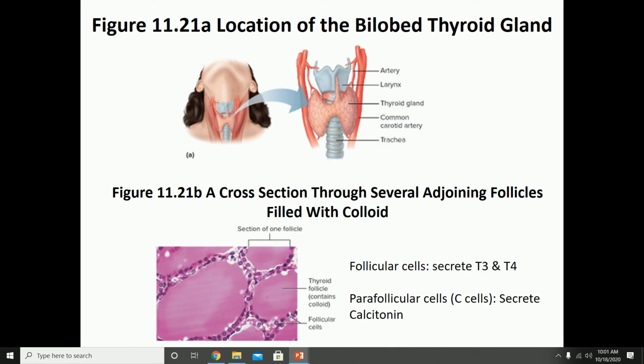Now, down over to your thyroid gland. The thyroid gland is a gland that looks like a butterfly. It's found in the anterior portion of the neck. It hugs the trachea. It's found right underneath the larynx. It is made out of two lobes, a right and a left lobe, and it is connected in the middle by what is known as an isthmus.